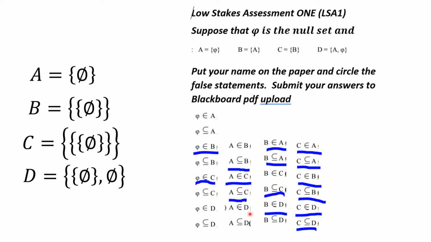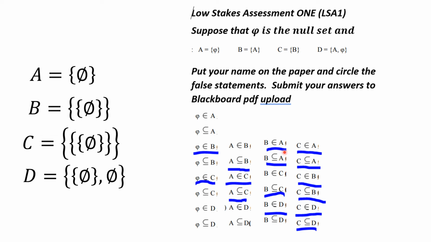Now, is A an element of D? Well, yes, it is, because here is A, and you see it's an element of D. So that one is true. This one is a little bit tricky. Is A a subset of D? Well, the way you test that, you say if X is in A, that means it's a symbol. Is it also in D? The answer is yes. So that is also true. Okay, so we continue to go then.